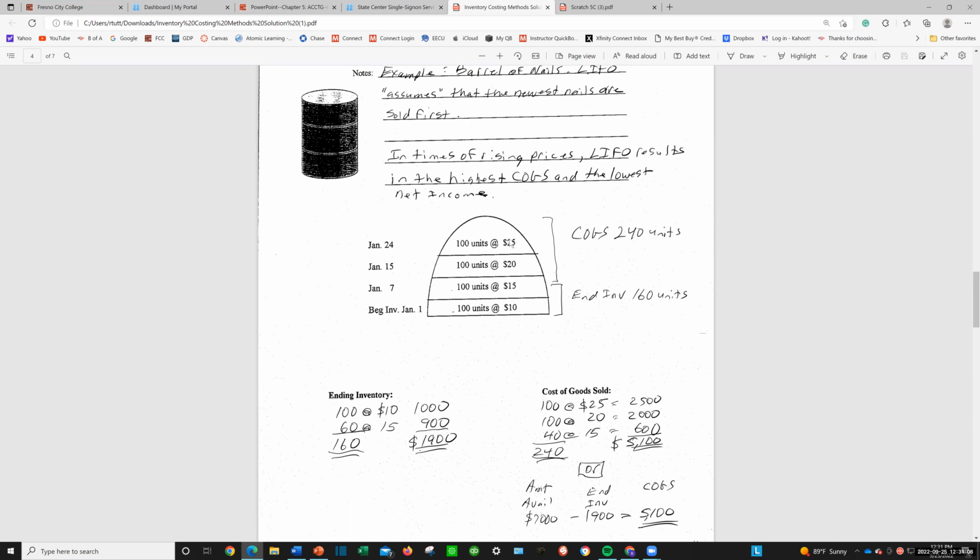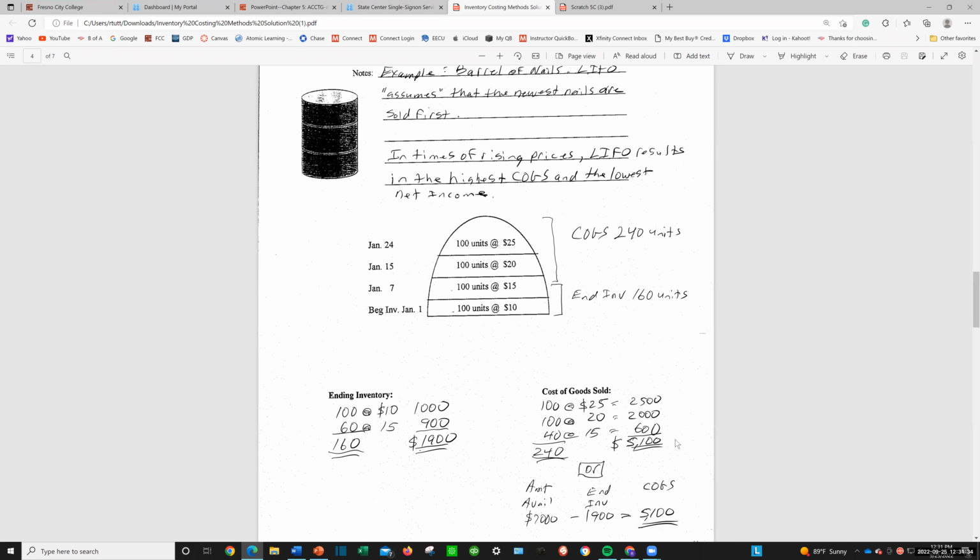And so it'd be 100 of these, 100 of these, and then we still have 200. We still need 40. So we'll go 40 at 15. So here we go. 100 at 25, 100 at 20. And now we need 40 more. So we'll take 40 of these. We cost it out. And so the 240 units, we cost it out at 5,100.